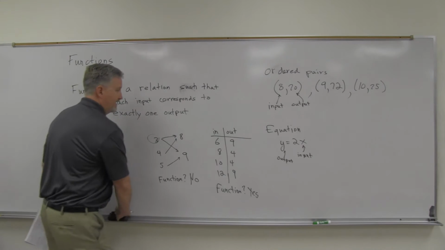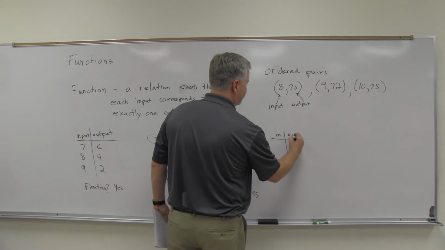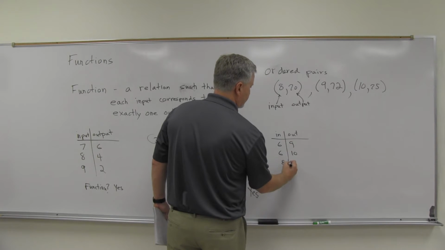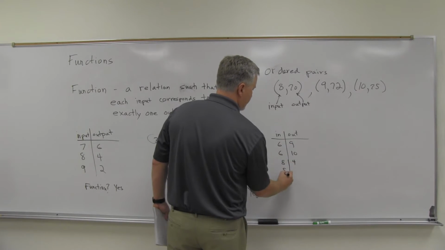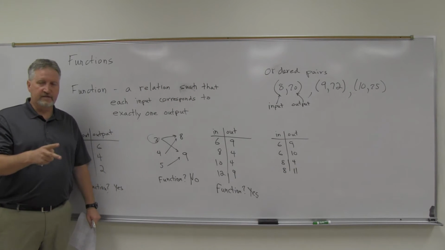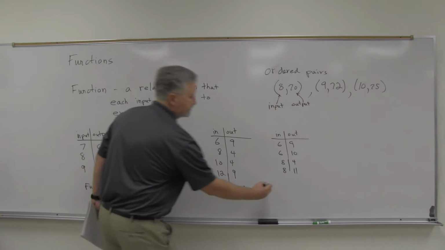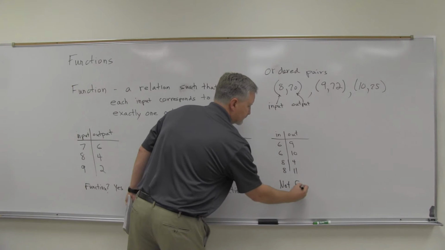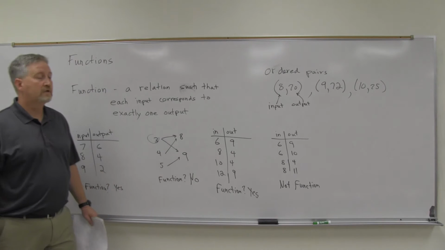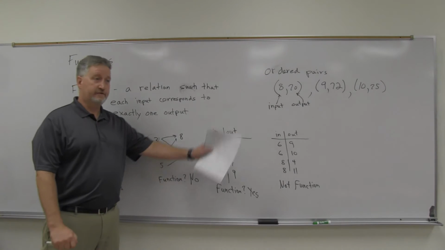Basically what it amounts to is you can't have, in a table situation, 6 going with 9, and then 6 going with 10, and 8 going with 4, and 8 going with 11, or something like that. You couldn't have the same input going to 2 different outputs. So that one's not a function. So the input cannot be reproduced throughout the rest of the table, but the output can. The output can be repeated, the input cannot be, if you're talking about a table, that's right.